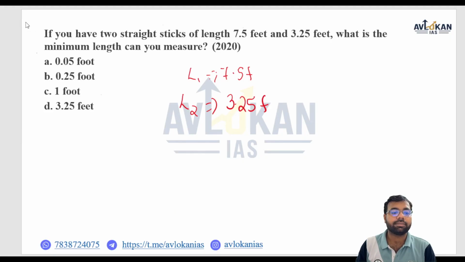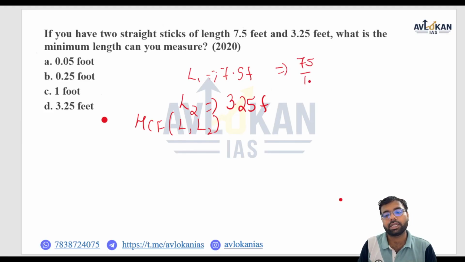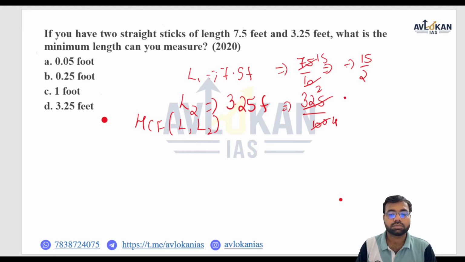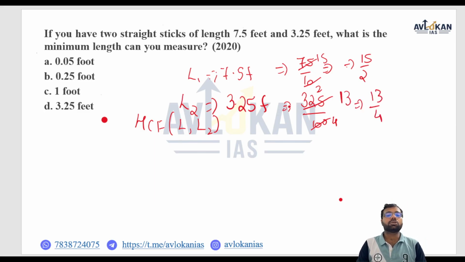जब भी ऐसा क्वेश्चन आए minimum length that you can measure, we can assume we have to calculate the HCF. So HCF of L1, L2. See, this can be written as 75 upon 10, or 15 upon 2. This can be written as 325 upon 100, or 13 upon 4. So these are two fractions.